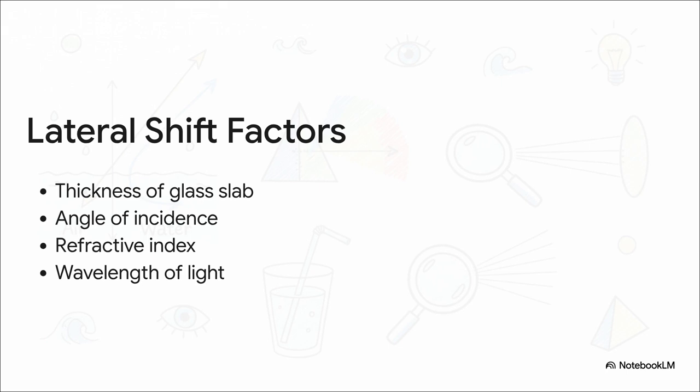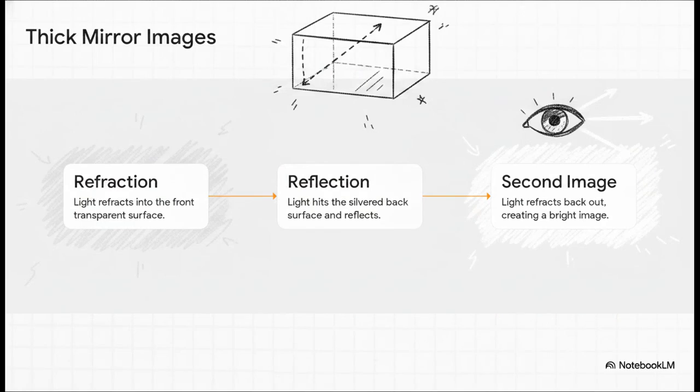And this brilliantly illustrates the 4 key factors that control just how big that shift is going to be. It depends on the thickness of the glass slab, the initial angle of incidence, the refractive index of the glass itself, and even the wavelength or the color of the light you're using. Basically, a higher thickness and a higher refractive index will always give you a much bigger sideways shift. Now let's look at a really cool everyday optical illusion using this same concept.